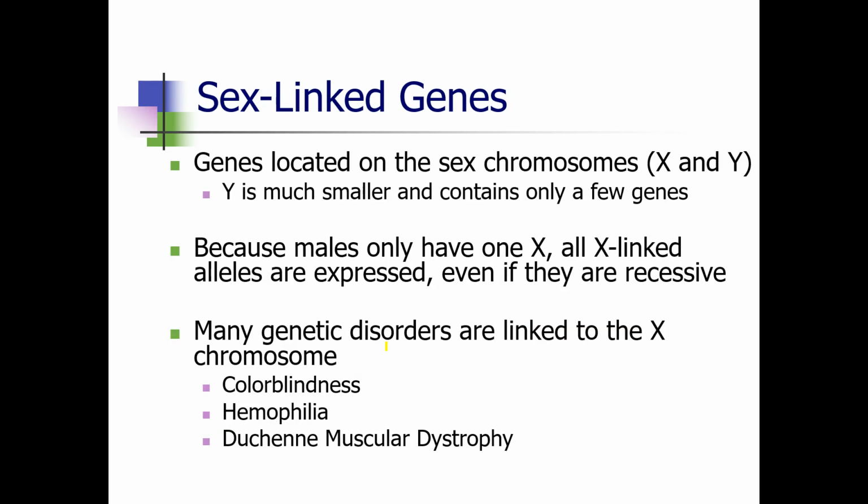All right, so another type of inheritance that we're going to look at is sex-linked traits, or sex-linked genes. We mentioned earlier that on our karyotypes, our first 22 pairs are what we call autosomes, and everybody gets 2 of the same chromosome. Everybody has an equal opportunity of having a particular disorder or not having a disorder. It all depends on what your parents give you.